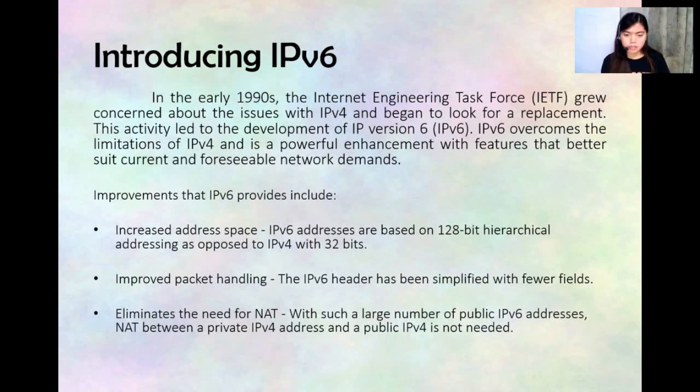Improvements that IPv6 provides include increased address space. IPv6 addresses are based on 128-bit hierarchical addressing as opposed to IPv4 with 32 bits. Improved packet handling. The IPv6 header has been simplified with fewer fields. And the next is that it eliminates the need for NAT. With such a large number of public IPv6 addresses, NAT between a private IPv4 address and a public IPv4 address is not needed.